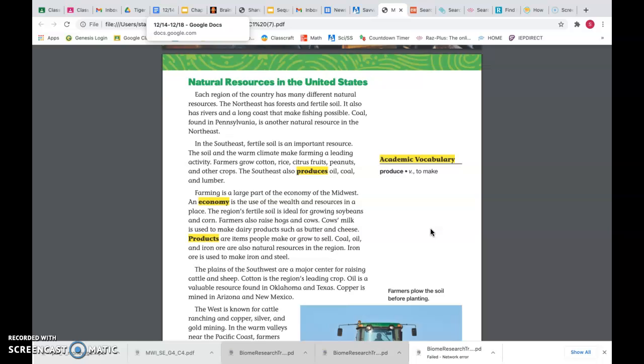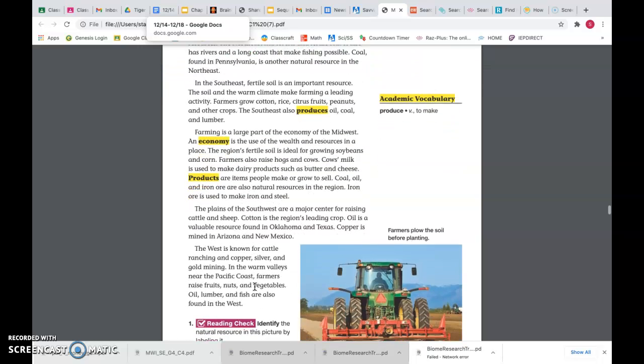Coal, oil, and iron are also natural resources in the region. Iron ore is used to make iron and steel. The plains of the Southwest are major centers for raising cattle and sheep. Cotton is the region's leading crop. Oil is a valuable resource found in Oklahoma and Texas. Copper is mined in Arizona and New Mexico.